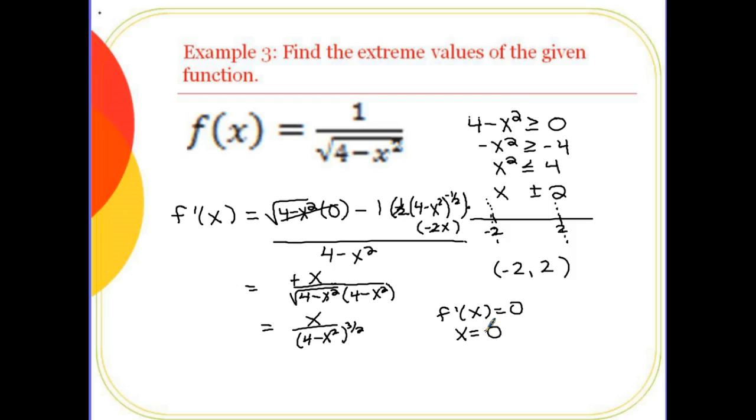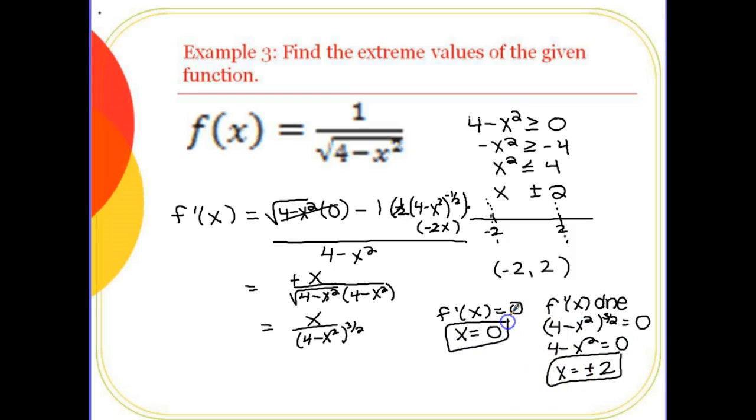Where would it not exist? Where x equals 2, or -2. F prime of x would not exist when a denominator is equal to 0. So get rid of your 3 halves. Times 0 comes to the same thing anyways, right? So you get 4 minus x squared equals 0. So we get x equals plus or minus 2, which we already solved up above. We already said this wasn't in our domain. So my only critical point is here at 0.